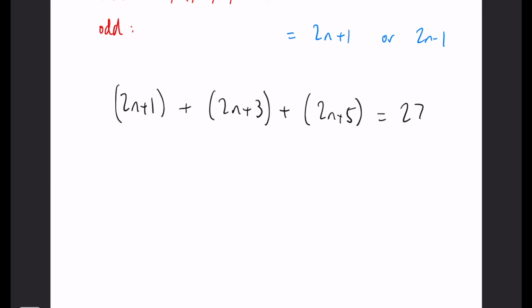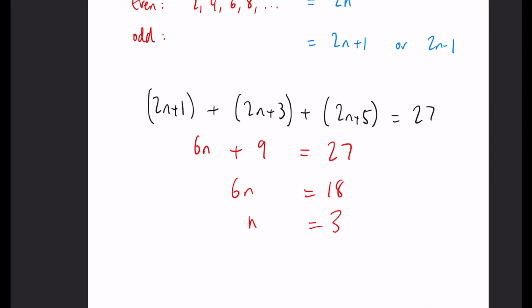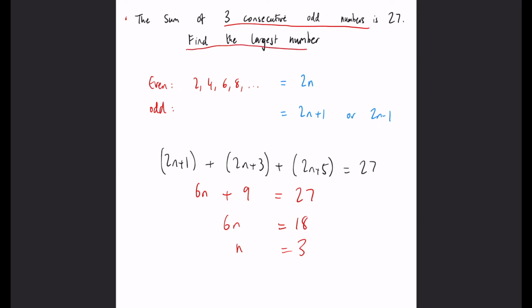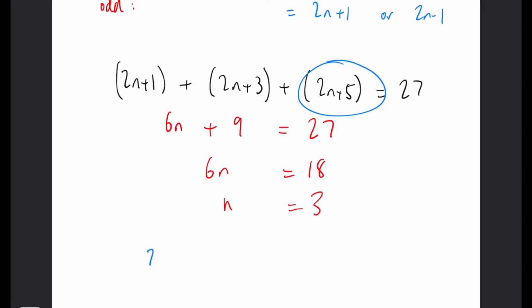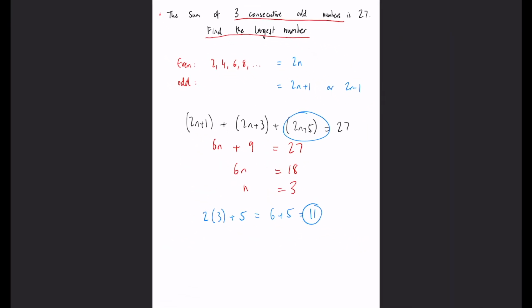Now all we do is just collect up the terms. So 6n, and plus 1 plus 3 and plus 5 is 9. If we subtract 9 from both sides, we're going to be left with 18. So n must be 3. It's asked us here to find the largest of the numbers. That is going to be this one here. We've worked out that n is 3, so if we substitute that back in, we can see that 2 times 3 is 6, add the 5, that's 11. And that's our answer done.